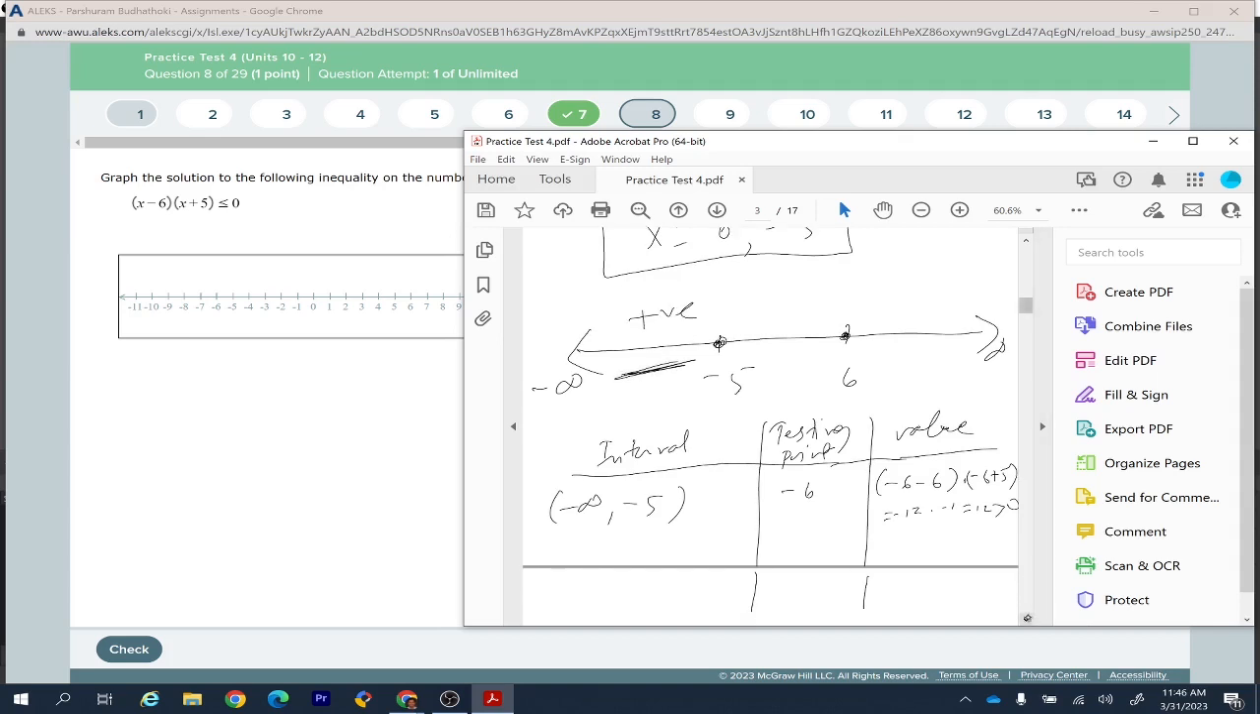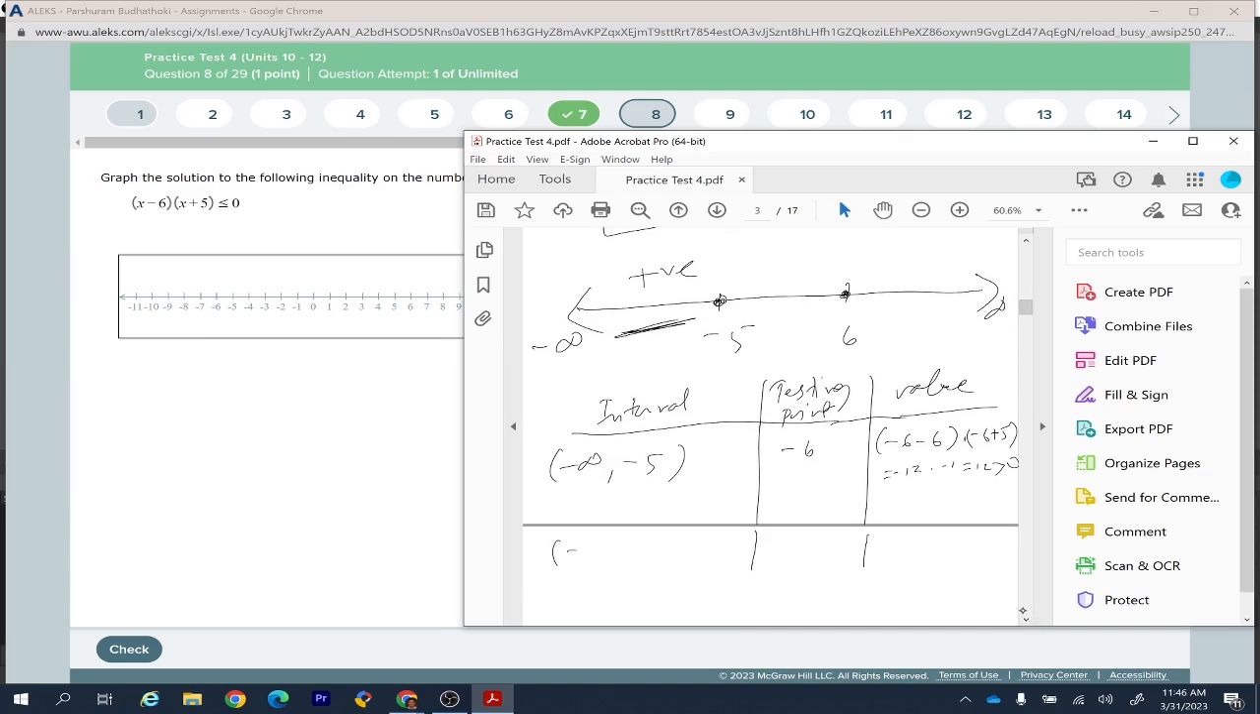Do exactly the same thing for the next interval, from -5 to 6. I'm going to pick 0 as a testing point, and I put x equal to 0 here. That's going to be -6 times +5, which is -30. So on this interval, the value of the function is negative. Finally, for the last interval, I'm going to pick 7, which gives 7 minus 6 is 1, and 7 plus 5 is 12, so it's 12. It's again positive. So you can see here, only on the middle interval the function is negative, and at -5 and 6 the function is 0.